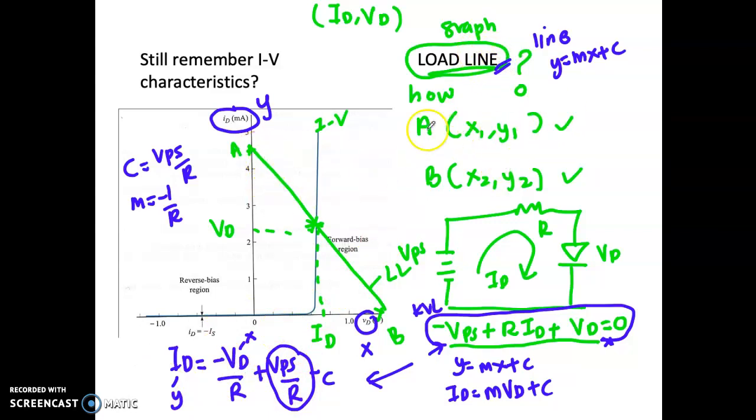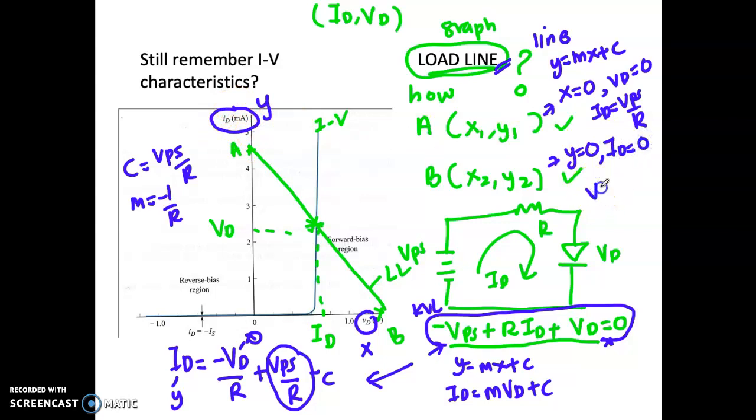So how can you find point A? It's the intersect, right? Point A means x equal to 0, and point B means y equal to 0. So what is x here? X here is actually VD. If we make VD equal to 0, your ID will be equal to VPS over R. When y equals 0, y means ID here. So when ID equals 0, your VD will become VPS.